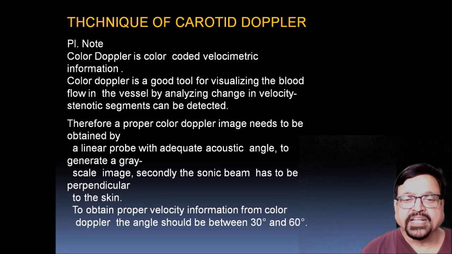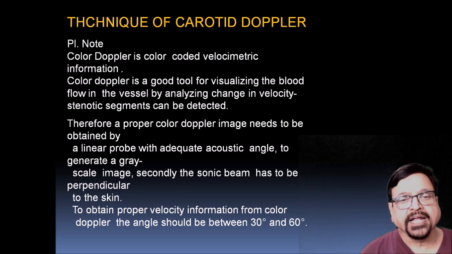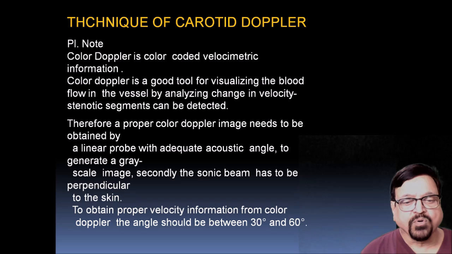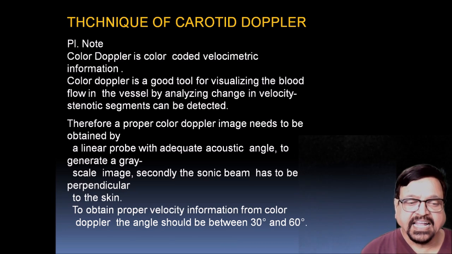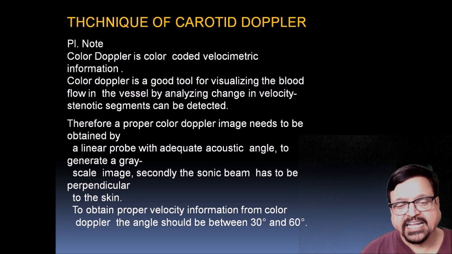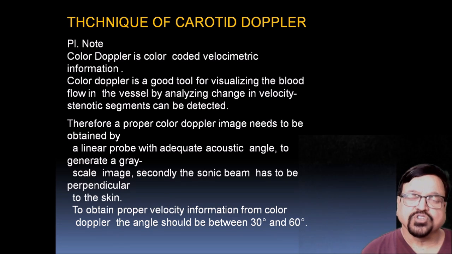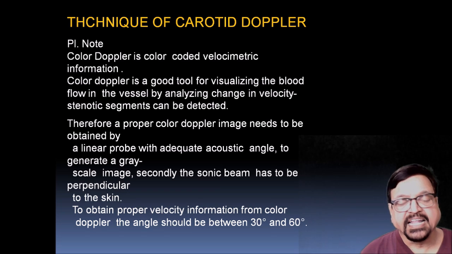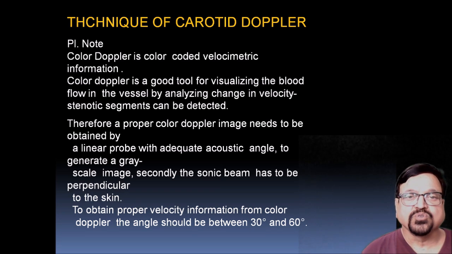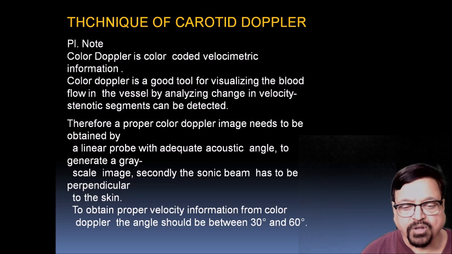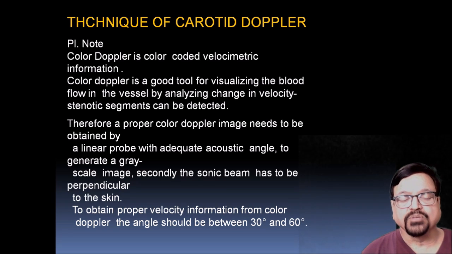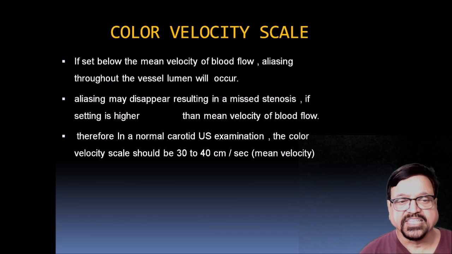When we are doing all these things, a proper color Doppler image needs to be obtained to give an appropriate interpretation. A linear probe with adequate acoustic angle to generate a grayscale image. Secondarily, the sonic beam has to be perpendicular to the skin. These are the few prerequisites to obtain a proper color Doppler image. To obtain proper velocity information from color Doppler, the angle should be between 30 to 60 degrees.